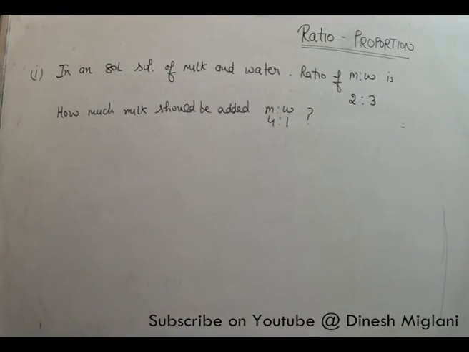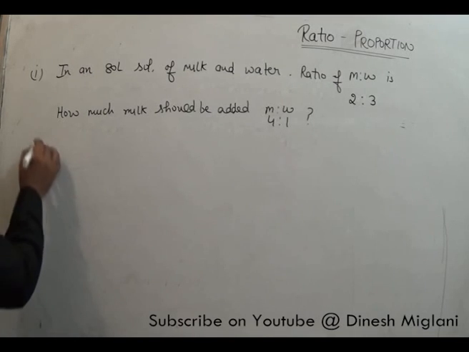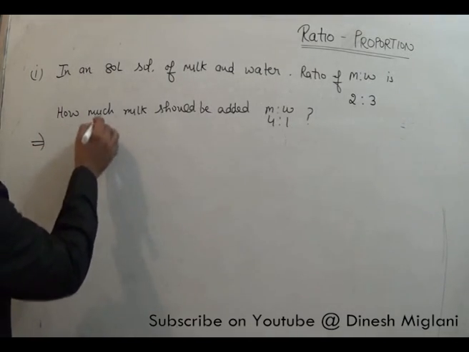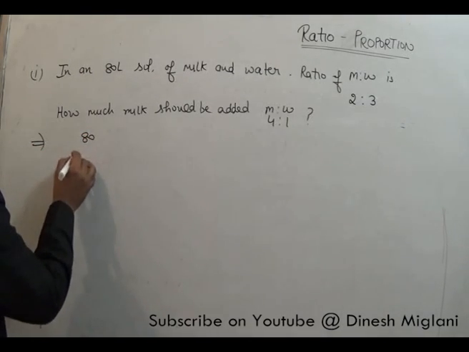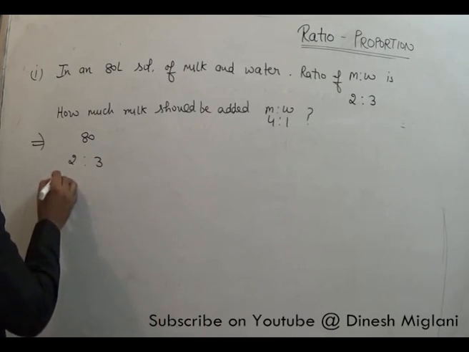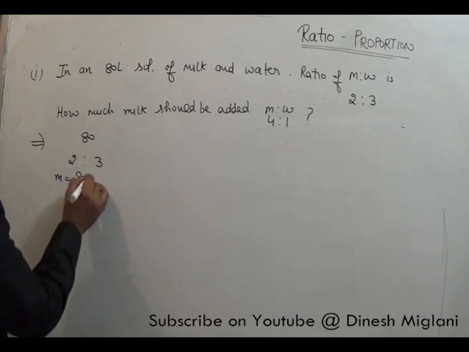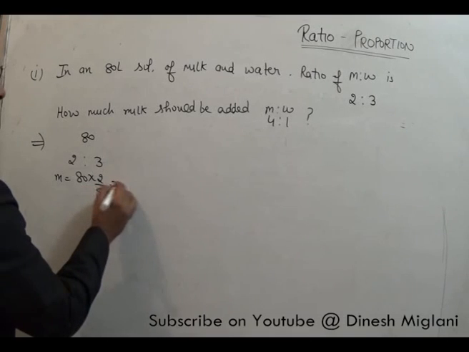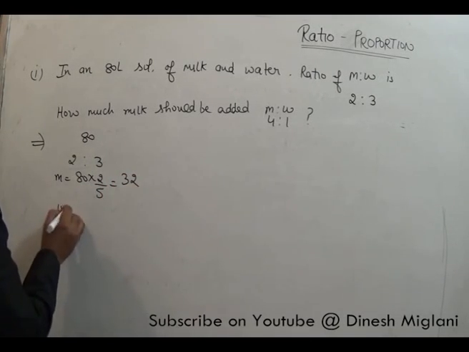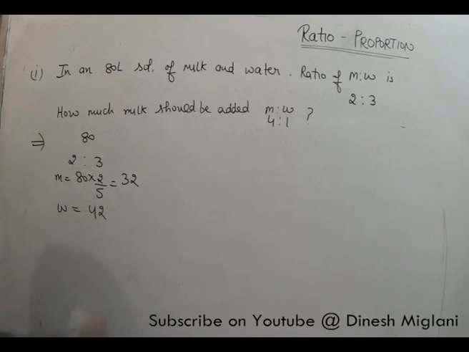Pay attention to what I stated. You have an 80 liter solution of milk and water. In this, the ratio of milk and water is 2:3. The question is, how much milk should be added so that it becomes 4:1. So total is 80. Milk and water ratio is 2:3. So I can say milk is equal to 80 into 2/5. That is the process to solve it. That is 32. And the water is equal to 48. Right? Now the question is, how much milk should be added?